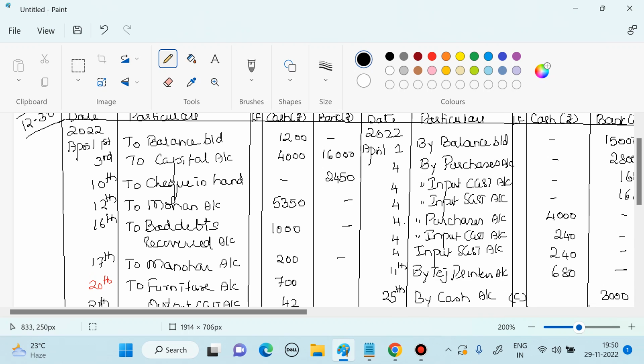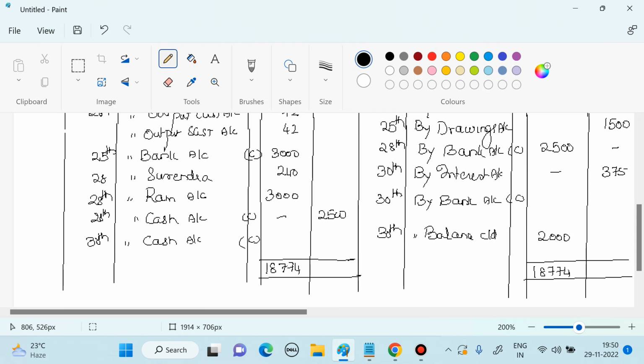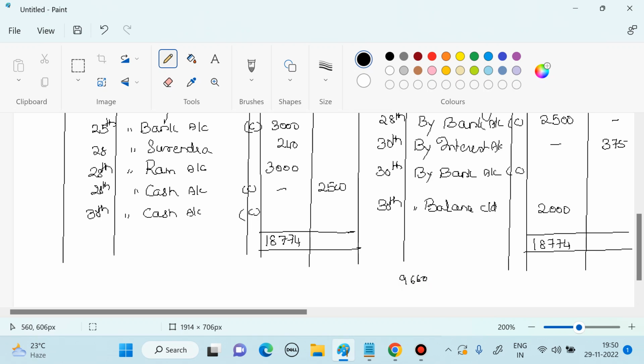The total is how much? 4,000 plus 480, that is 240 plus 240, plus 680 plus 2,500 plus the 2,000 balance that is to be maintained. It comes to 9,660. So from 18,774 we will remove this 9,660. That gives us 9,114. This is the amount of cash which we are depositing into bank. Are you all following?